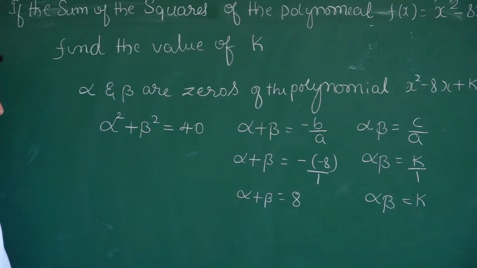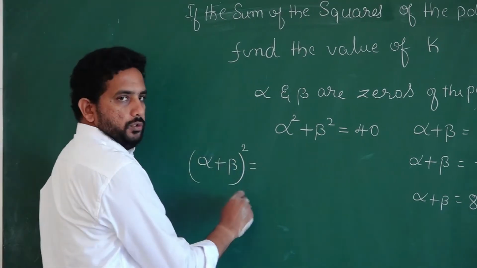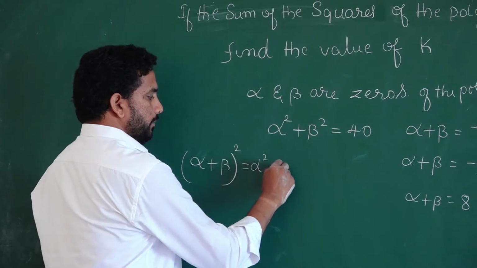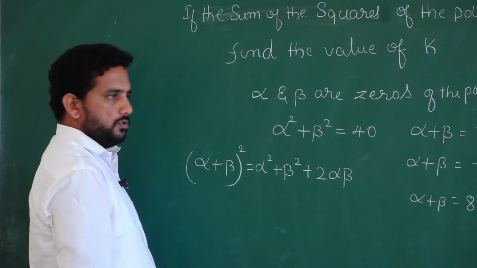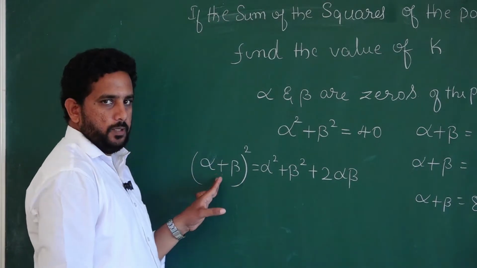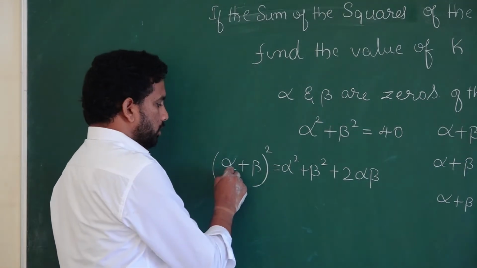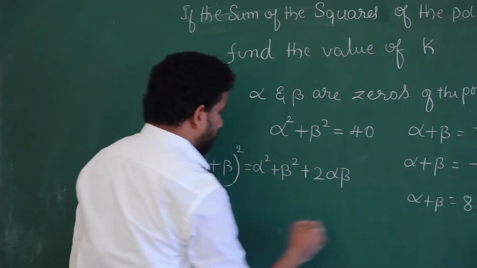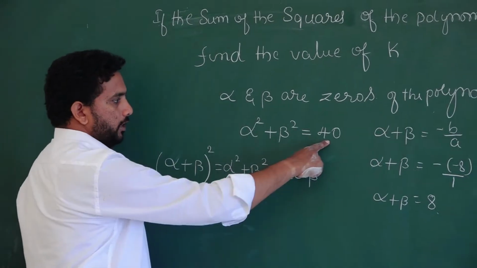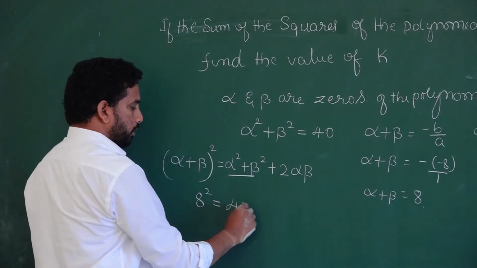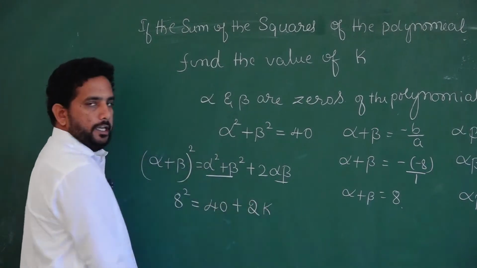And we know the one relation, that is alpha plus beta whole square is equal to alpha square plus beta square plus 2 alpha beta. Okay, so this is the a plus b whole square form: a plus b whole square is equal to a square plus b square plus 2ab. So in that one, we know that alpha plus beta is equal to 8, that is 8 square is equal to alpha square plus beta square, the given value is 40, that is 40 plus 2 into alpha beta, which is k, therefore we can write k.